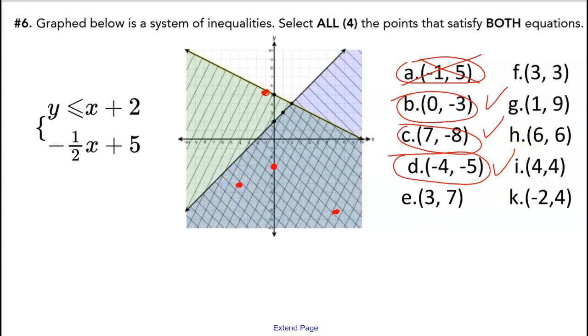All right, let's take a look at E. To the right 3 and up 7. See, that takes off of all the graphs, so that one won't work at all. All right, let's look at 3, 3. To the right 3 and up 3.